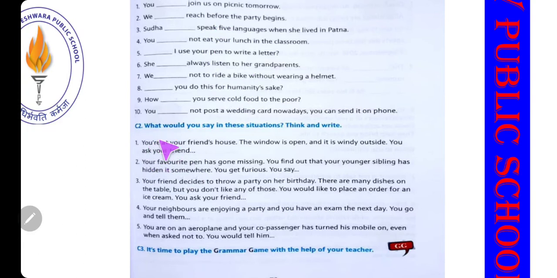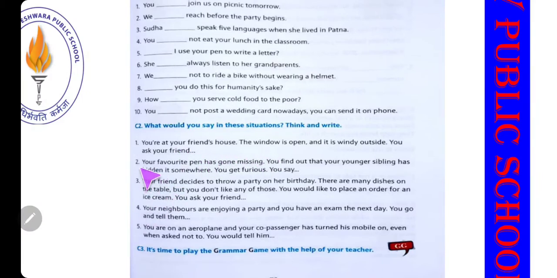Okay. So first one, you're at your friend's house. The window is open and it is windy outside. You ask your friend. So what happens? You are in your friend's house and the window is open. It is very windy outside. So what are you going to speak to your friend? You are going to write it.